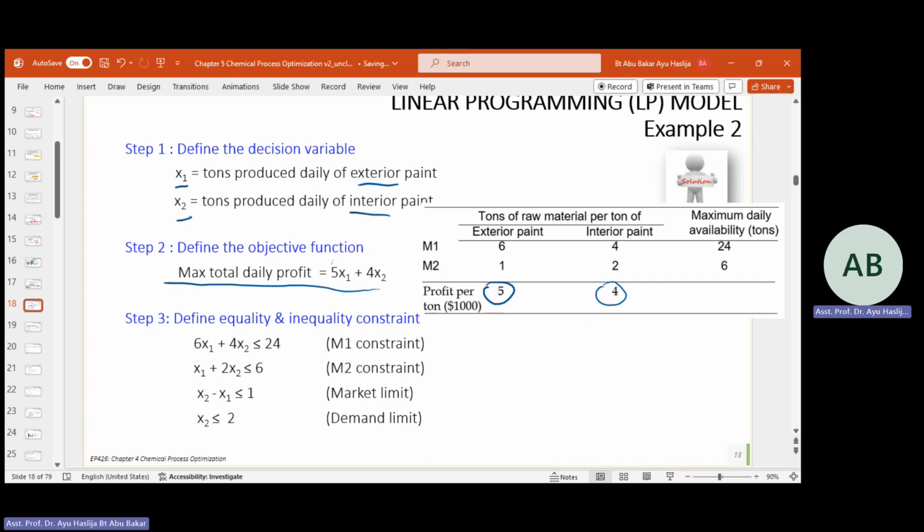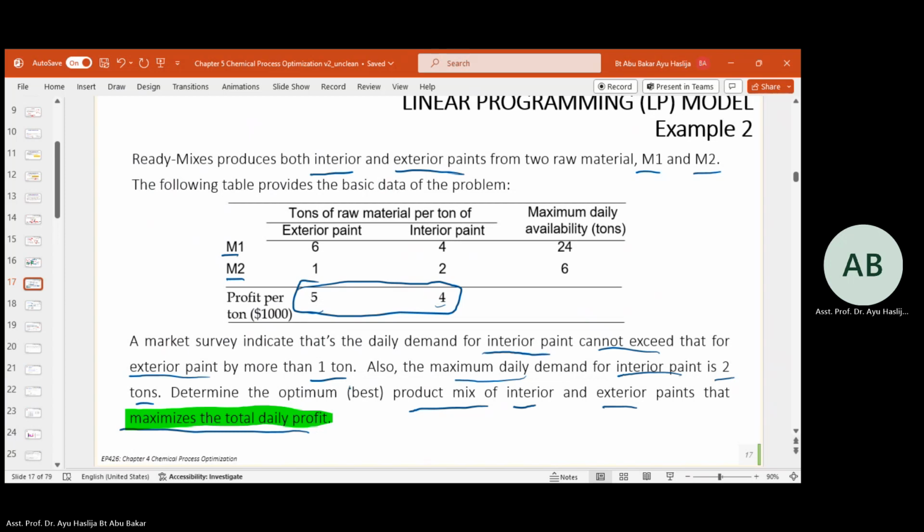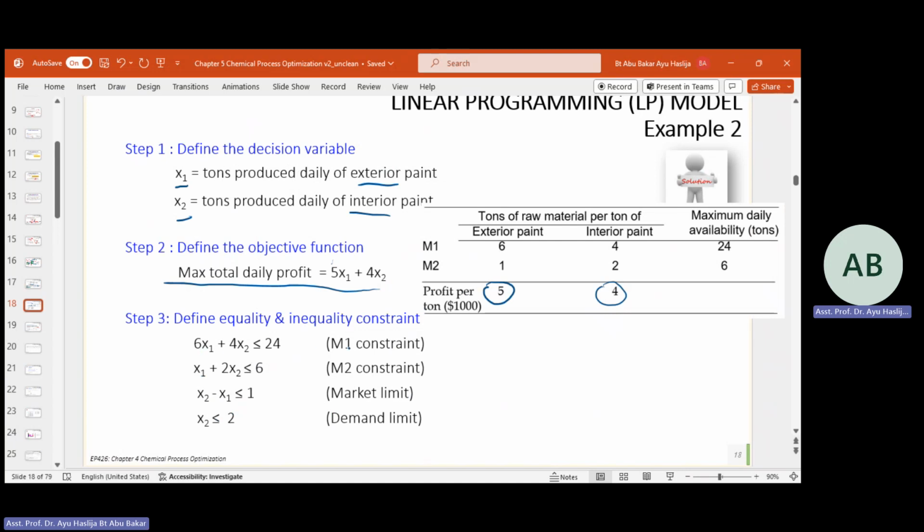Okay, now define the constraint. Just now, it mentioned from the table. Okay, we take from the table. M1 constraint. Maximum daily is 24 only. Cannot exceed 24. Okay, M1. So 6x1 plus 4x2 must be lesser or equal to 24.